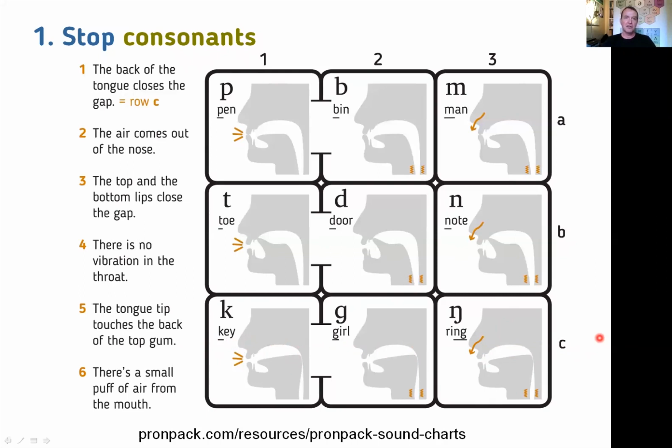So number 2, the air comes out of the nose. Let's see. Here we can see a picture of air coming out of the nose. Here, here, and here. So number 2 is column 3.